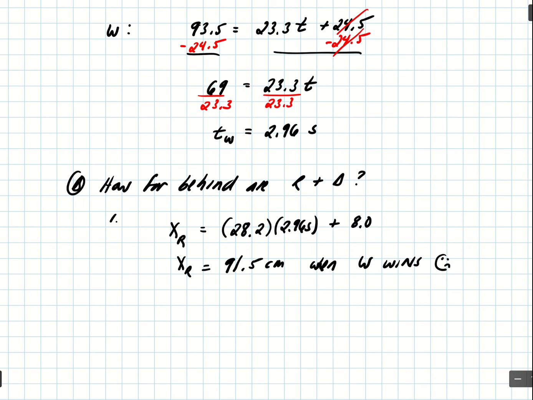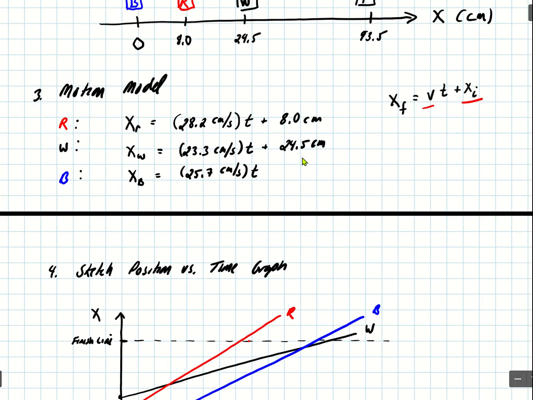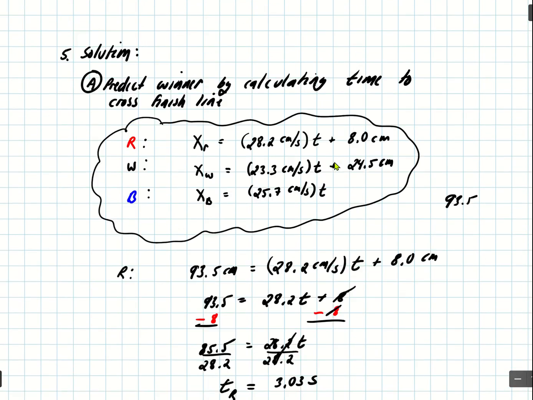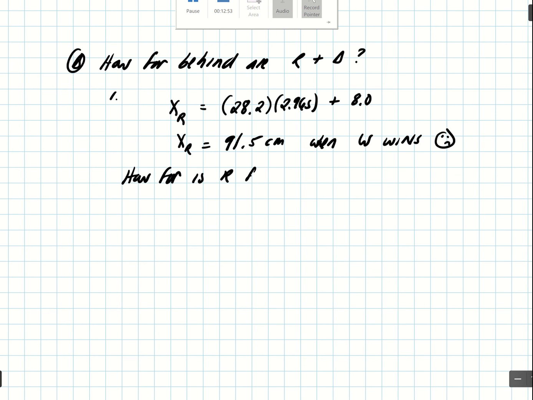Oh, sorry, red. Okay, now the answer though, the question really is how far is R from the finish line, the red ball? So where's the finish line? The finish line, go at 93.5 centimeters. So how far is red from the finish line?